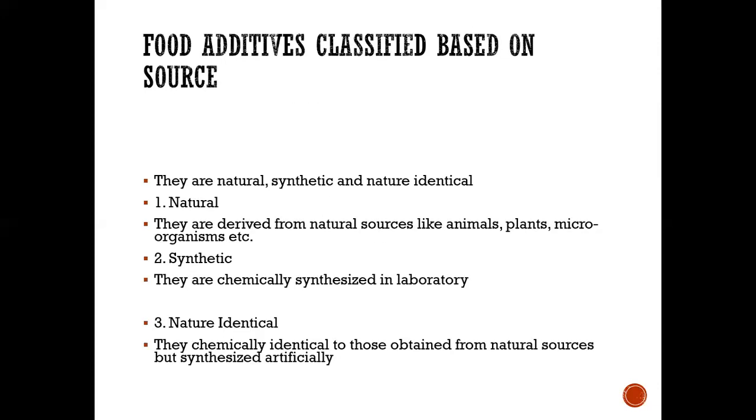Food additives can also be classified based on the source from where they are obtained. Natural is completely from natural sources, like animals, plants, microorganisms. Synthetic is something completely prepared in a laboratory, fully chemically synthesized. Then nature identical: the source is taken from natural sources, but some modifications are made to it, and that is why it is called nature identical.